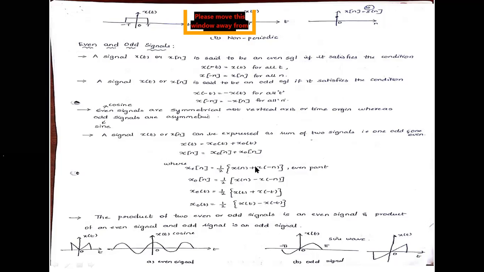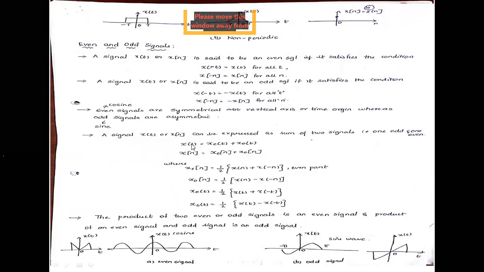Xo of n is equal to the difference of the two functions: 1 by 2 of x of n minus x of minus n. Okay. And similarly, xe of t is 1 by 2 of x of t plus x of minus t for continuous, and xo of t is equal to 1 by 2 of x of t minus x of minus t. Understood, my dear students? How will you get this function? You can add x of t and x of minus t.